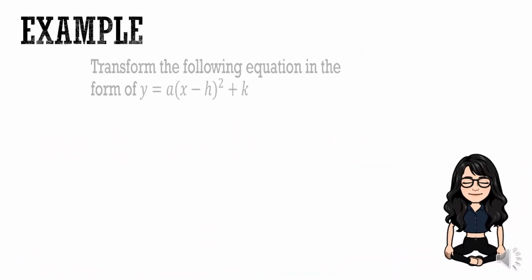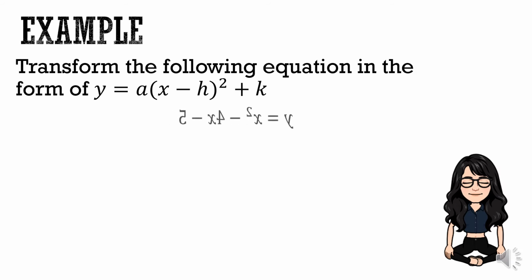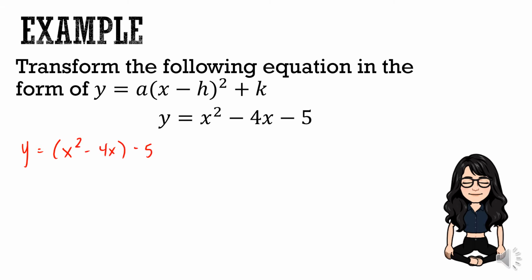Example number 1. Transform the following equation in the form y equals a times the quantity x minus h squared plus k. Given y equals x squared minus 4x minus 5. So let's proceed on the first step by grouping the quadratic term and the linear term. So we have y equals quantity x squared minus 4x minus 5.